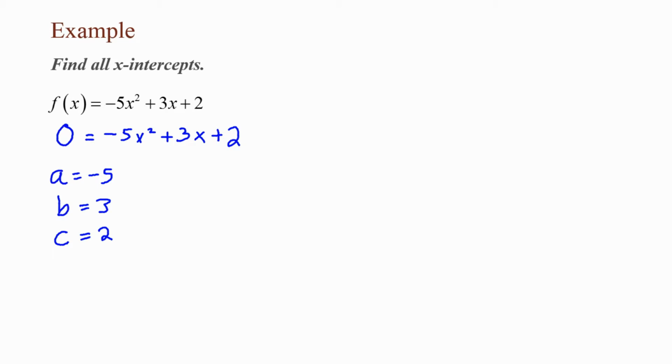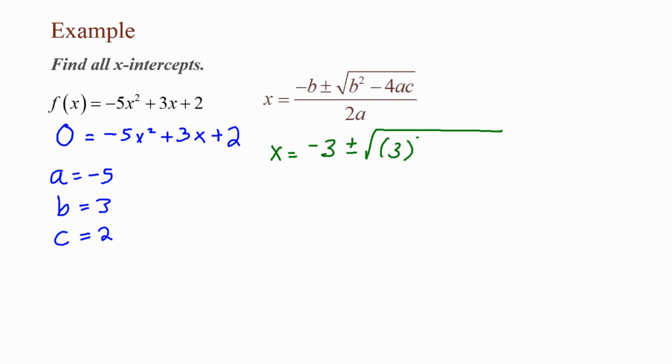The nice thing about the quadratic formula is it doesn't matter if your leading term is positive or negative. If I were factoring, I would need my leading term to be positive, so I'd have to factor out a negative 1. With the quadratic formula, that doesn't matter. So I'm ready to substitute. X equals the opposite of 3, so negative 3, plus or minus the square root, so 3 squared, minus 4 times negative 5 times 2, all divided by 2 times negative 5.